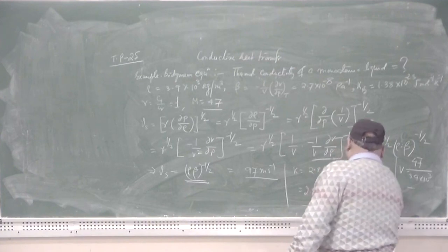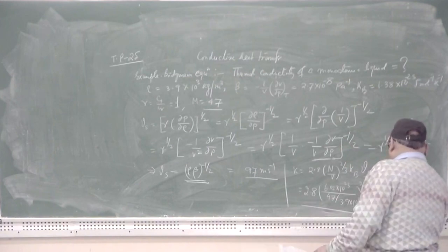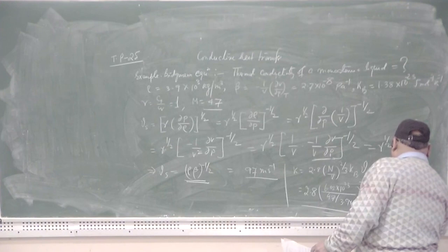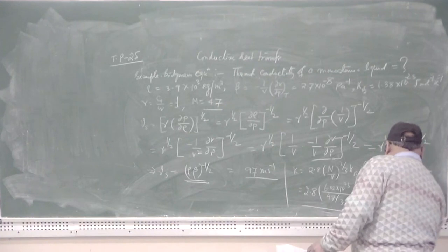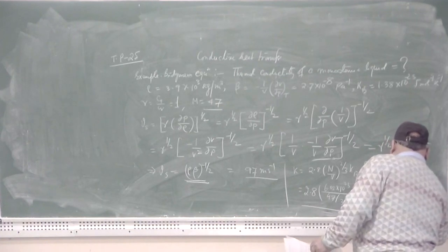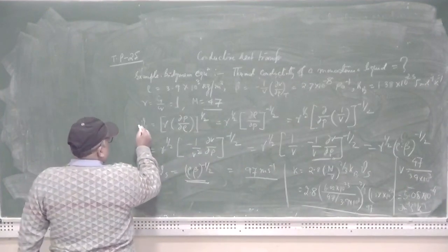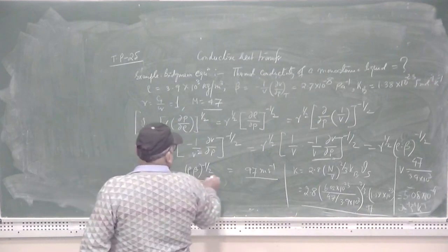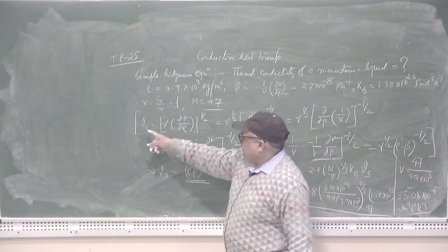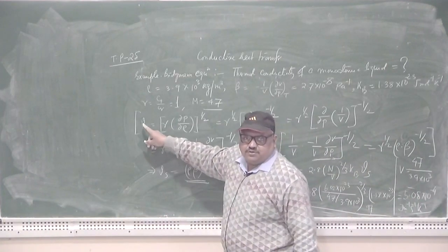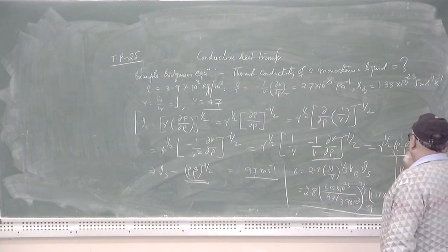When you bring all the calculations from the calculator, this k will be evaluated as 5.08 into 10 raised to the power minus 4 joule per meter per second per Kelvin. So this is the procedure where the transformation from here to this, that is the evaluation of the velocity of sound traveling through that particular liquid from which the thermal conductivity should be determined, will come as rho beta raised to the power minus half.